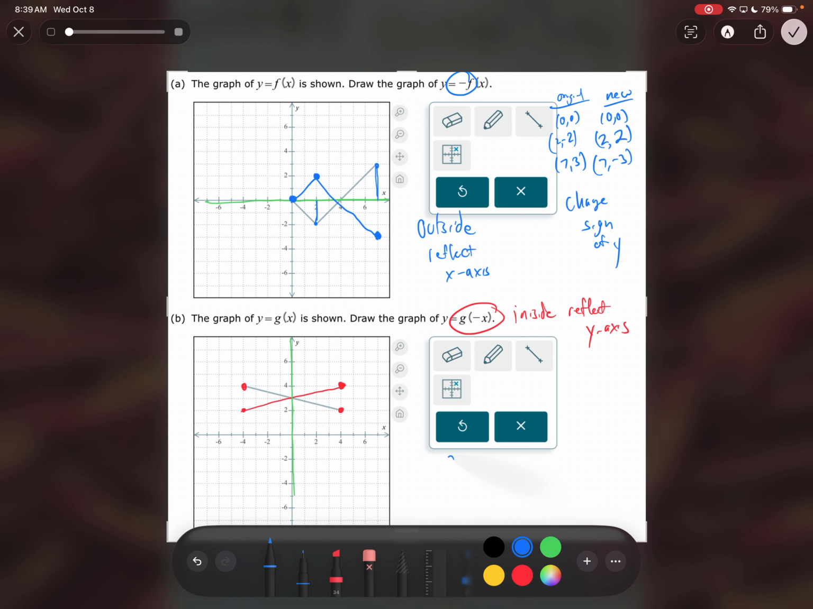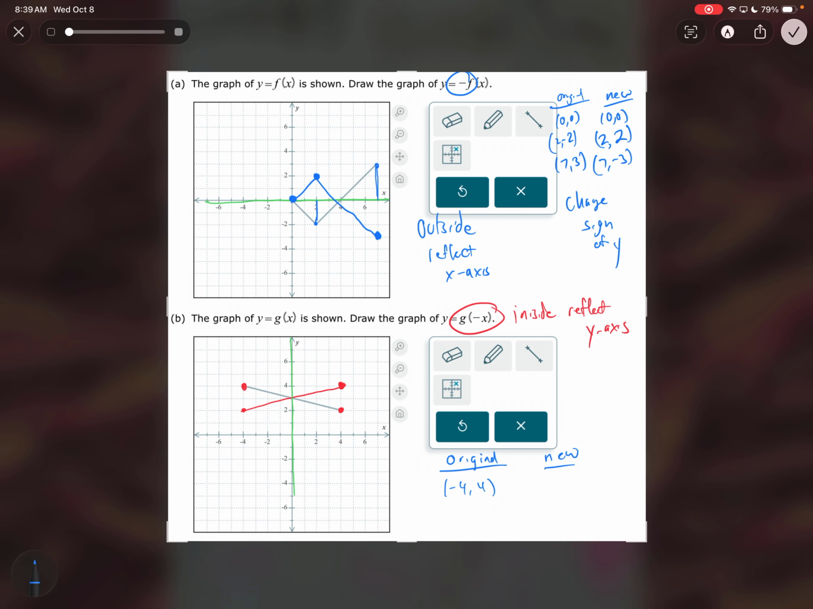If you wanted to look at the points again, my original is -4, 4. And what's the other point? 4, 2. So my new one, on this one I changed the x's. Change sign of x. So it should be 4, 4 and -4, 2. Like I said, I always like just saying, okay, this is 4 to the left. I'm reflecting it this way, so it's 4 to the right.